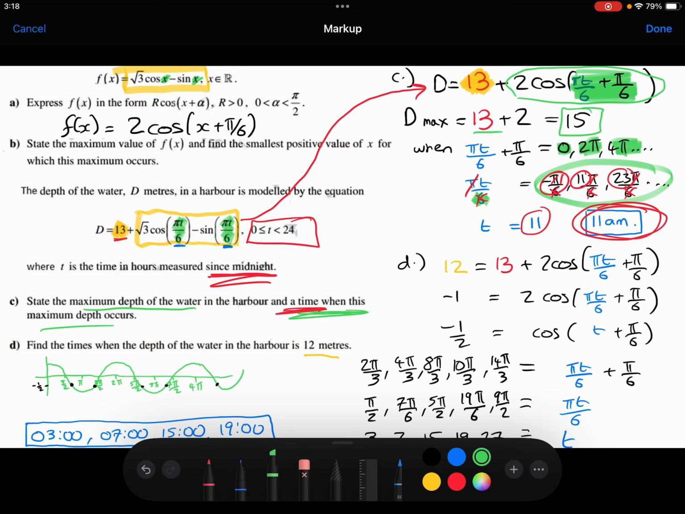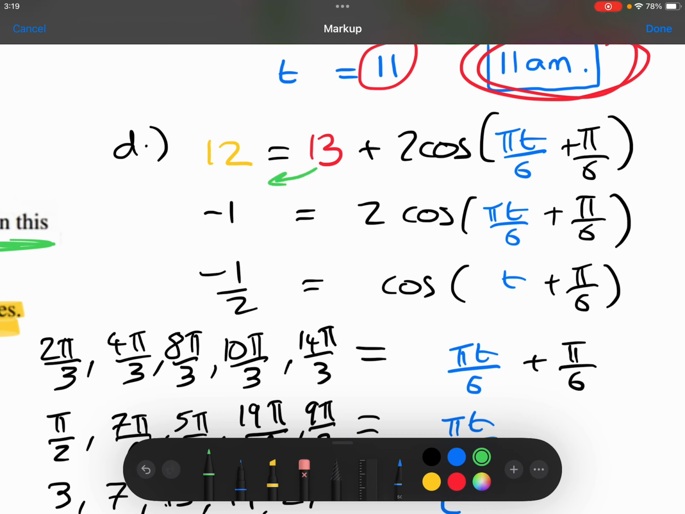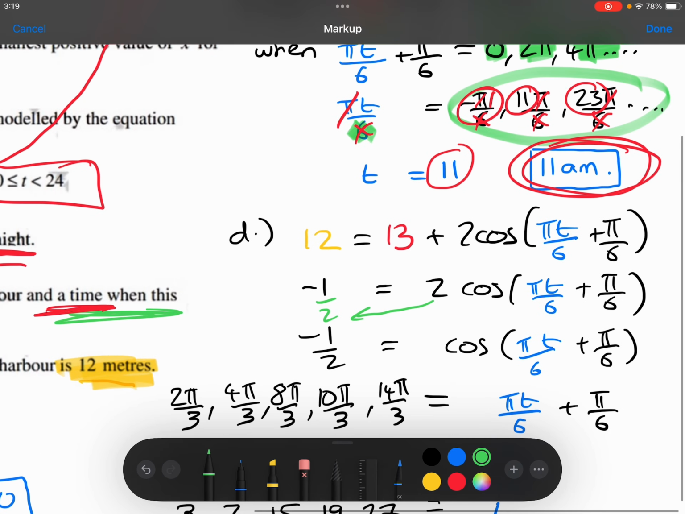Moving on to part D, we're told to find the times when the depth of the water is 12 meters. So I've taken my equation from, let me just tidy that up. Taking this equation here, and we're going to make that equal to 12 meters. So as you can see, I've plugged 12 in instead of the D. We're going to solve that equation. So as you can see, I have subtracted the 13 from both sides. So the 12 minus the 13 is the -1. I'm then dividing both sides by 2. So the -1 divided by the 2 is -1/2. So that's got me to this stage.